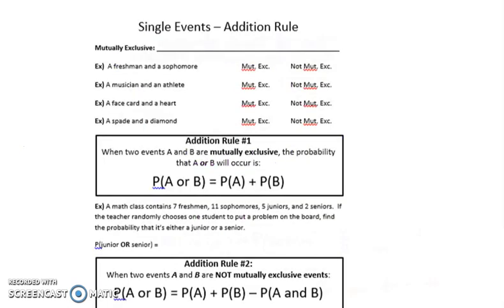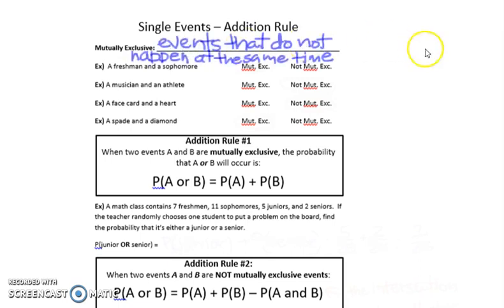So first we have single events, and this section is titled the addition rule. We already talked about what I'm going to go over with our marbles problem from the last section of notes, but hopefully you recall that when we get to it. Mutually exclusive is an important definition to know. Mutually exclusive events are events that do not happen at the same time. If you think about our Venn diagram, when events are mutually exclusive, they don't have any overlap in the center, so they're just two separate sets. One of them doesn't happen in concurrence with the other.